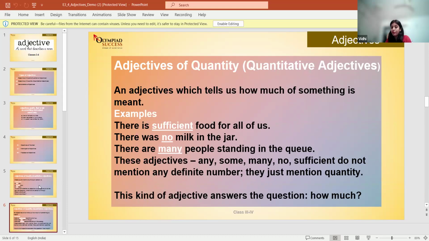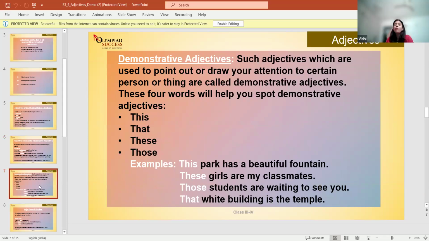There is little food for all of us. Demonstrative adjectives will point to, or draw your attention to, a particular person or thing. For example, if you want to write a sentence with this book: this book is really thick. This book has beautiful poems.